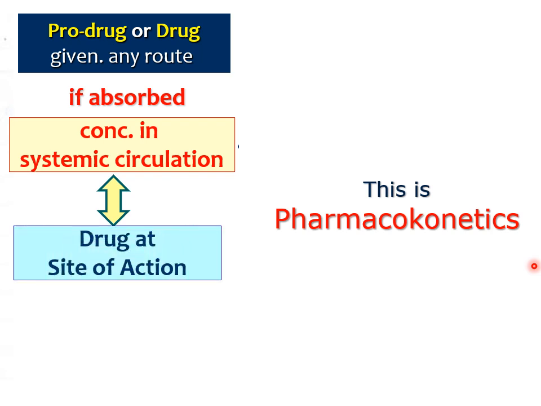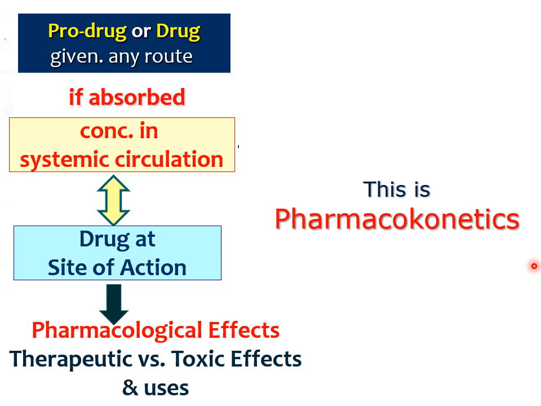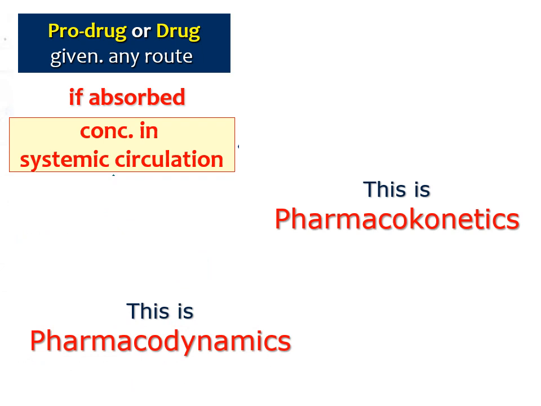While when it reaches the site of action, it will produce some effects. These pharmacological effects, if the levels are within the therapeutic range, those levels which are useful for different problems, will be known as therapeutic effects. But if the levels are more than that, they can be toxic. So pharmacological effects include all these, and obviously those effects are used. These are collectively known as pharmacodynamics, as we have seen.